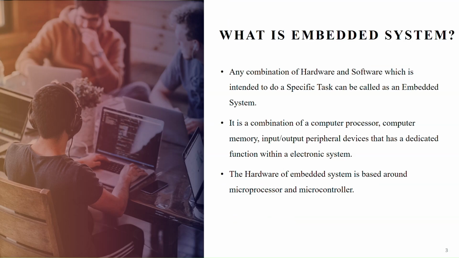Next is what is an embedded system? An embedded system is a combination of hardware and software designed to perform a specific task. Unlike a general purpose computer, an embedded system is dedicated to one function. It consists of processor, memory, input-output devices. And the examples of the embedded system are washing machine, microwave oven, traffic light system.